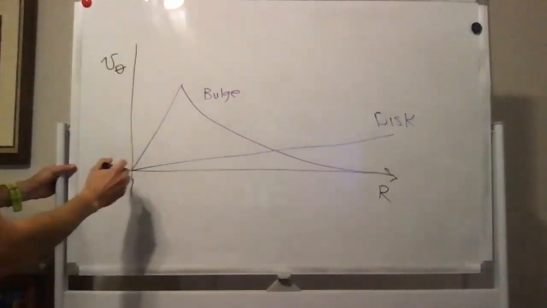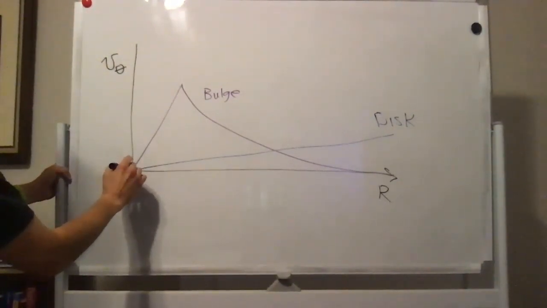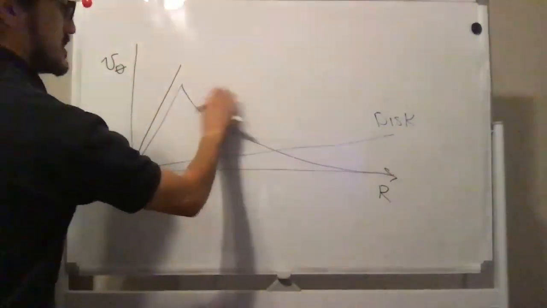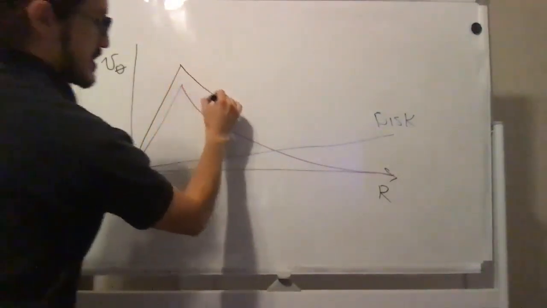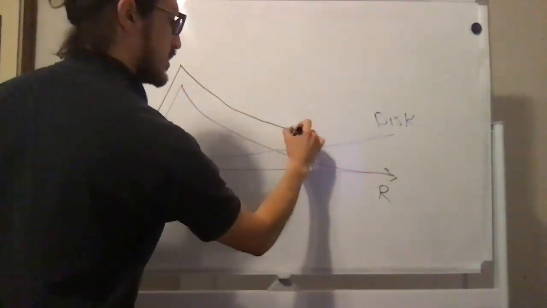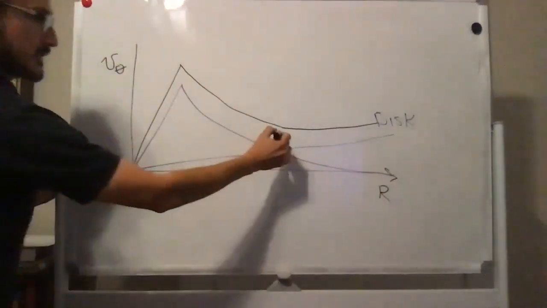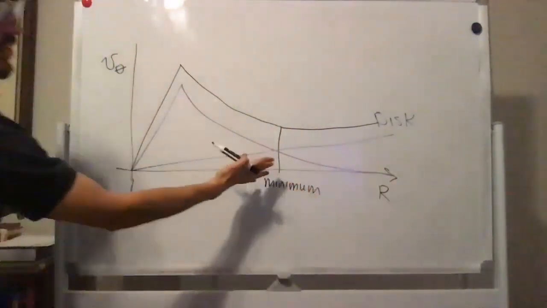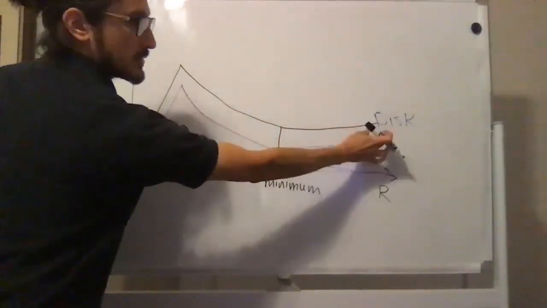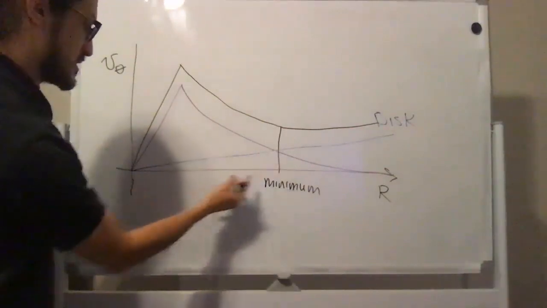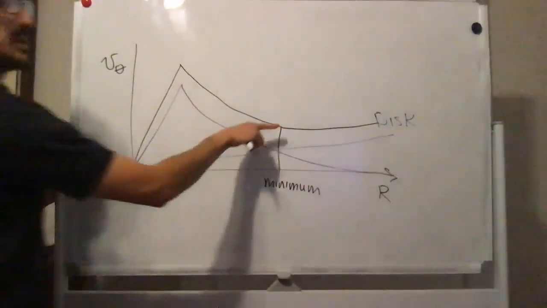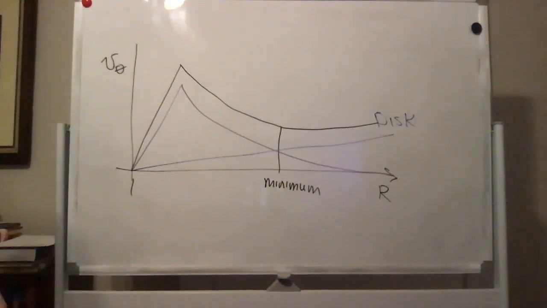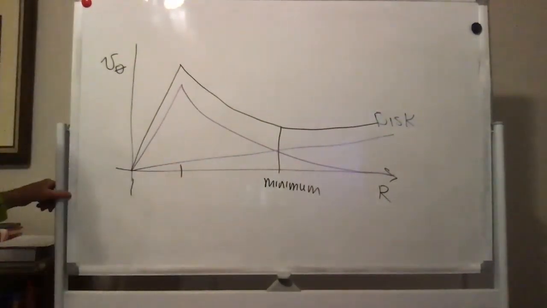So the total is going to look maybe with a little bit of it's going to look a little bit like this. So it has a minimum where the potential of the disk becomes dominant over the potential of the central bulge. And then it will continue increasing very, very slowly. So this is actually what we observe for the Milky Way.